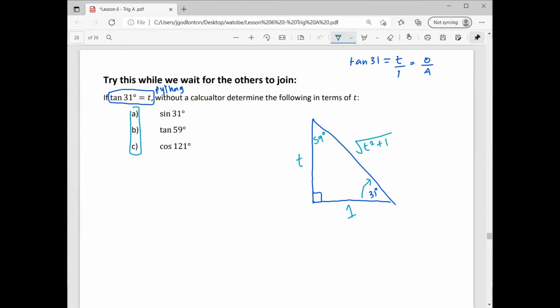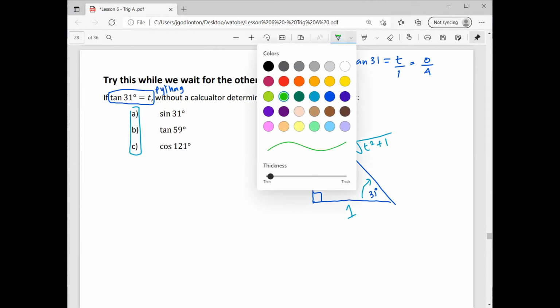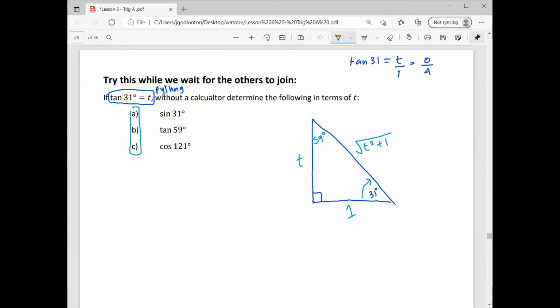Try not to get overwhelmed with all of the questions. Just look at one at a time. So at the moment, just focus on A. Look at your triangle. Think about what sine is.